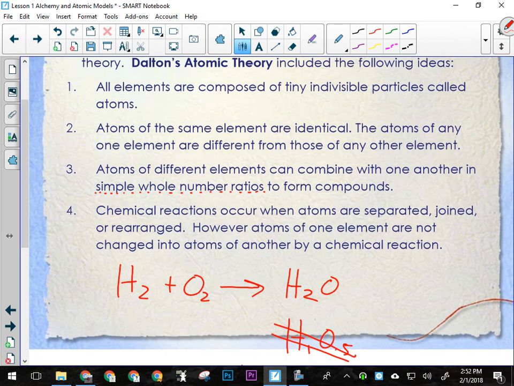All right. So my suggestion would be that you should probably find a way to write these in your own words so they make sense to you. So that when I ask you what the 4 points of the atomic theory are on a quiz, you're able to do it.